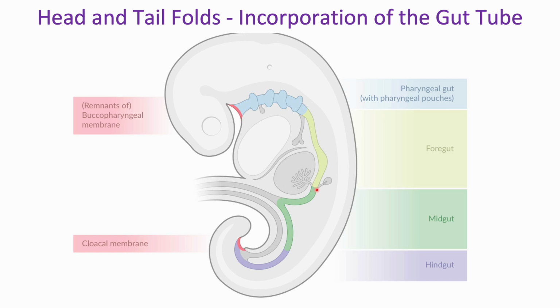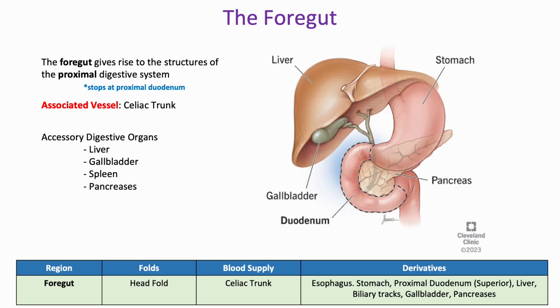The midgut, which is going to take you from the proximal duodenum through the rest of the small intestine and the majority of the large intestine, and then the hindgut, which is going to take you from the last part of the transverse colon through the superior part of the anus. So hindgut is being incorporated with the tail fold here. So foregut with the head fold, midgut being wrapped up by the lateral body walls, and then the hindgut being incorporated by the tail fold. Okay, so we're going to break these down in those three regions and go from there. So we're going to start with the foregut.